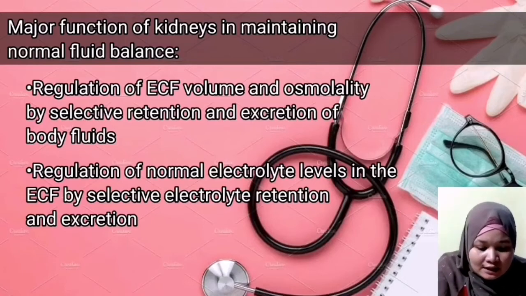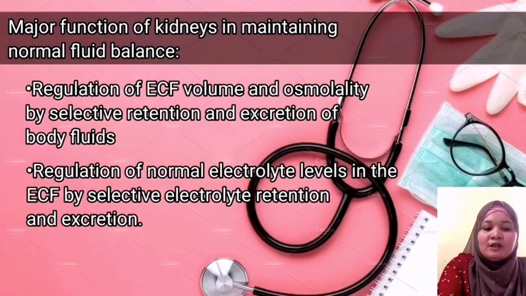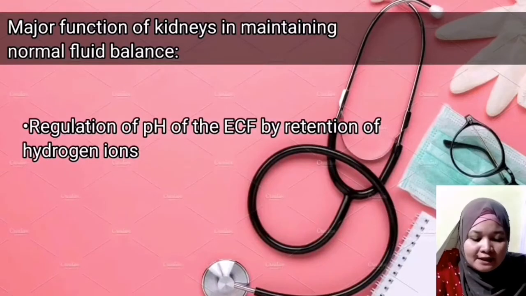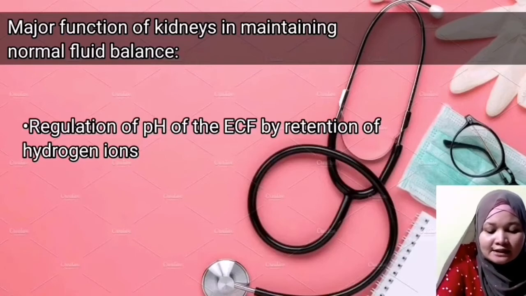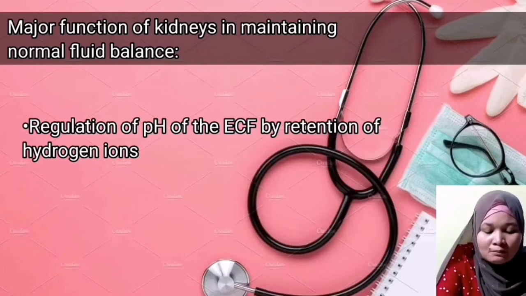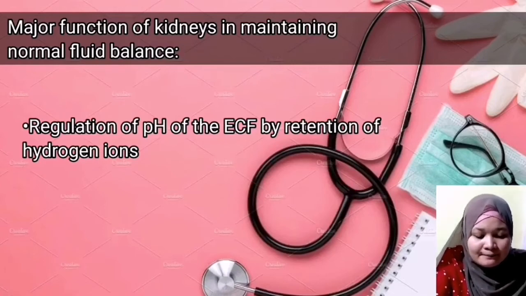The major cation in the intracellular fluid is potassium. These electrolytes play an important role in maintaining homeostasis. Regulation of pH of the ECF by retention of hydrogen ions. The pH of the extracellular fluid, including the blood plasma, is normally tightly regulated between 7.32 and 7.42 by the chemical buffers, the respiratory system, and the renal system.